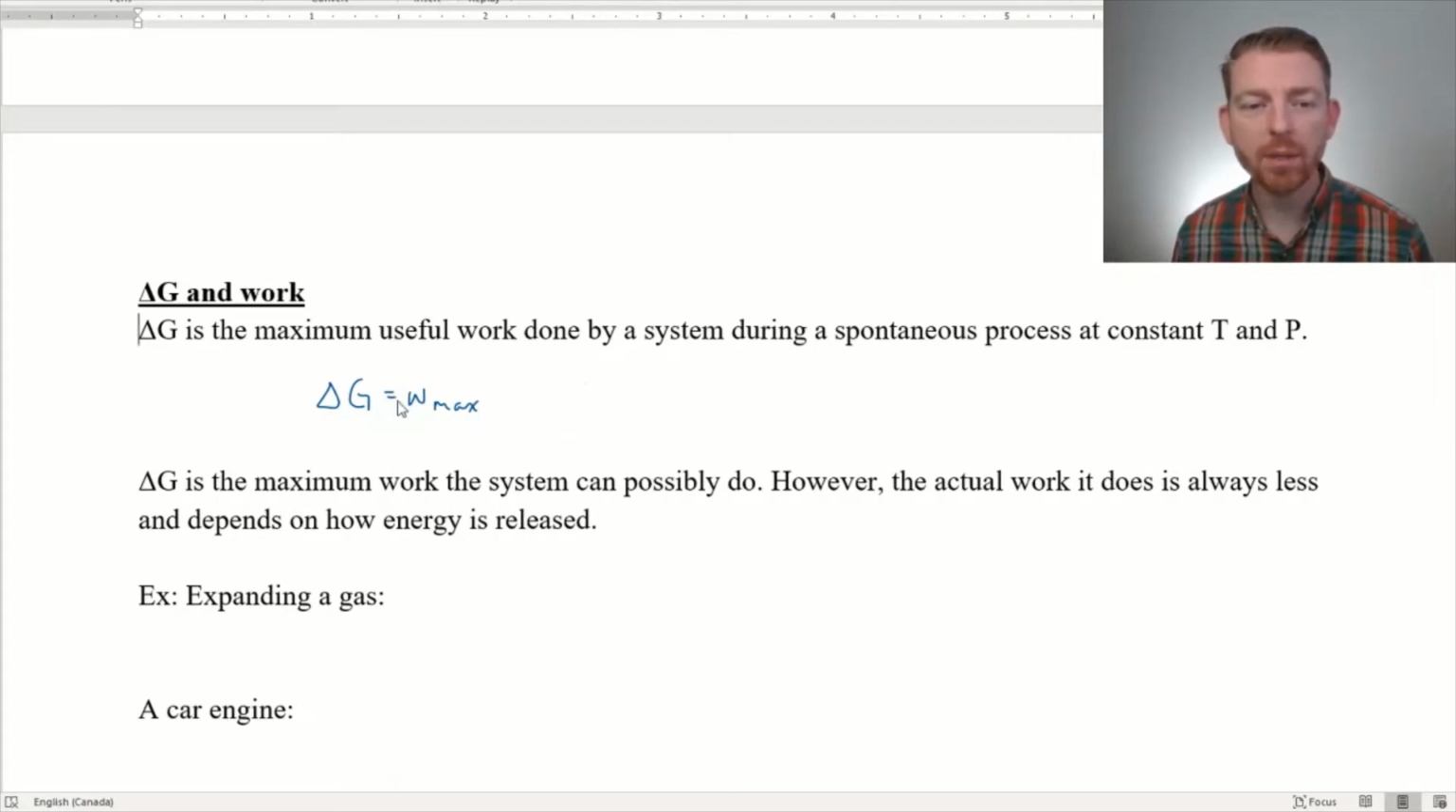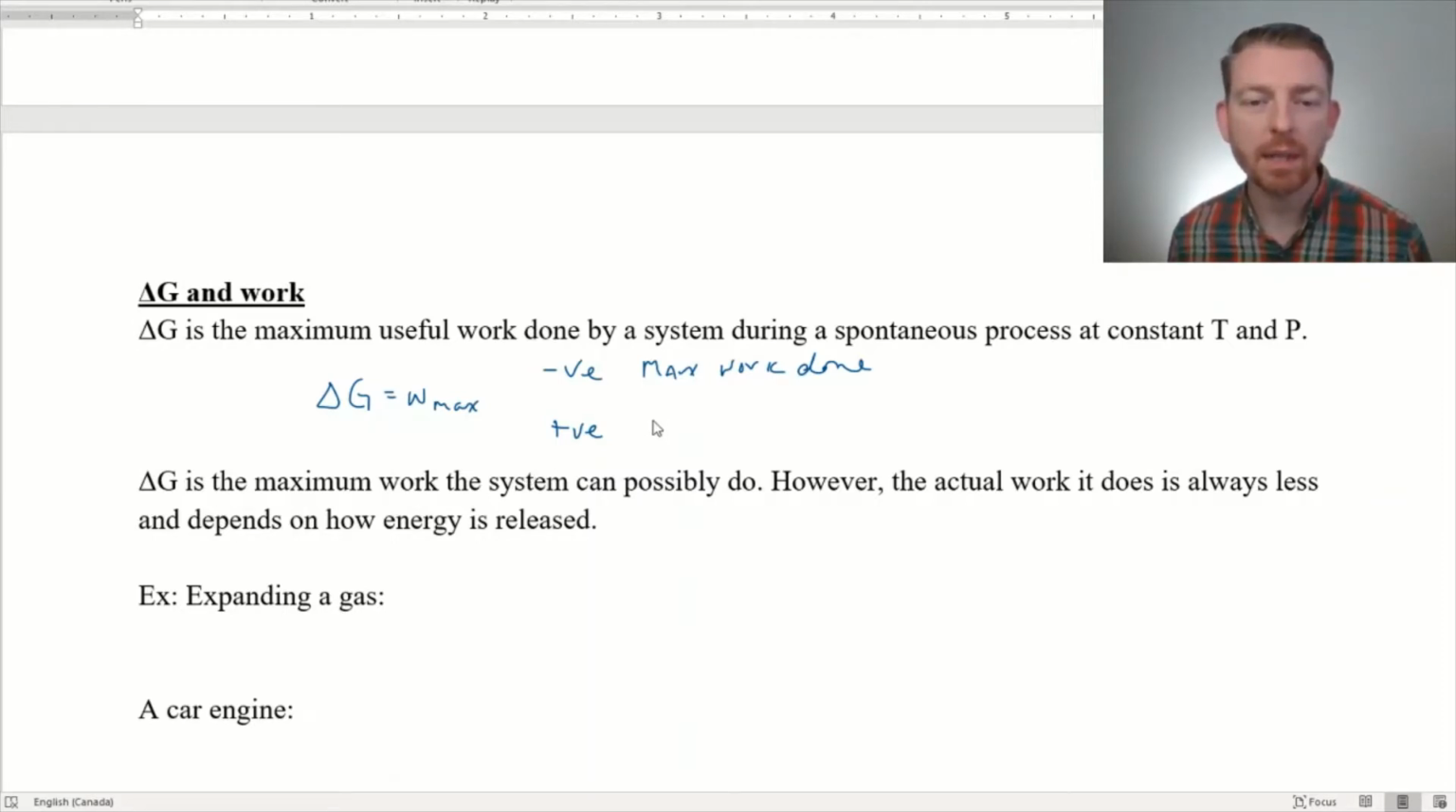Or the same thing. So this would be in the case of a negative delta G, we could get the maximum work out of it done by a system, right? If delta G is negative, or delta G is below zero. If delta G is positive, that means we're looking at a non-spontaneous reaction. So something that we're going to have to do something to in order for it to happen.